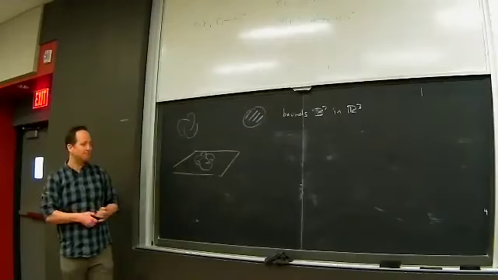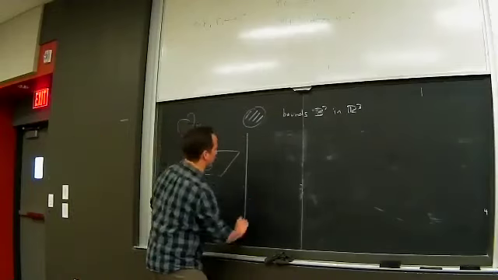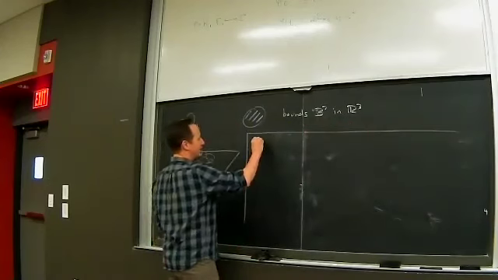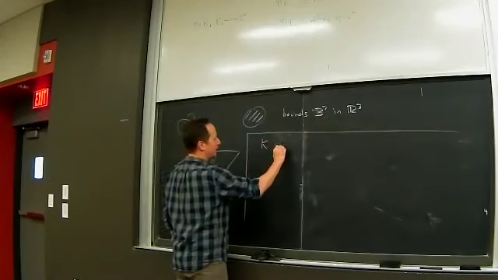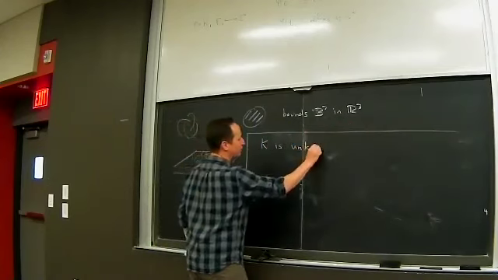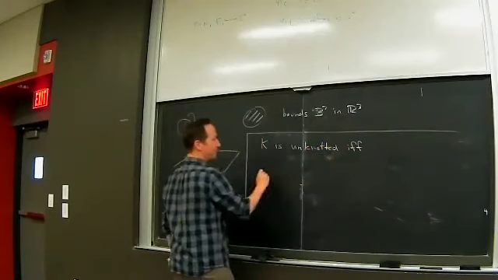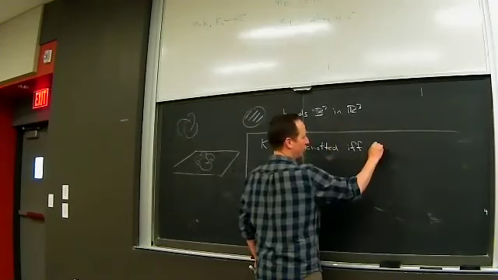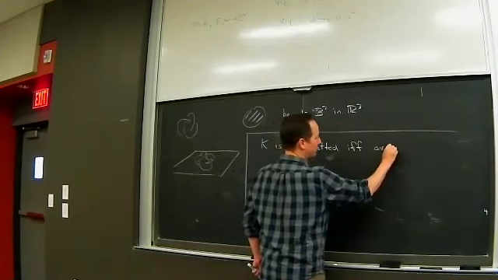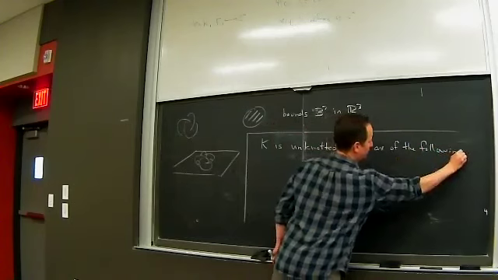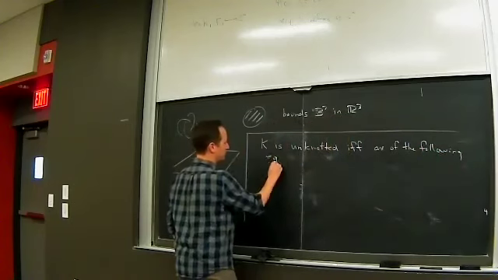Okay, so we can generalize this to knotted surfaces, and we can say that K is unknotted if and only if one of the following equivalent conditions holds.